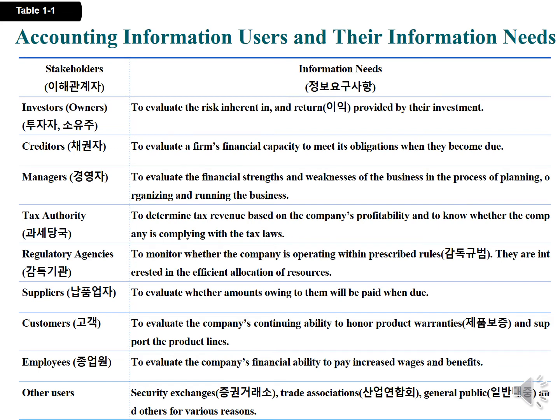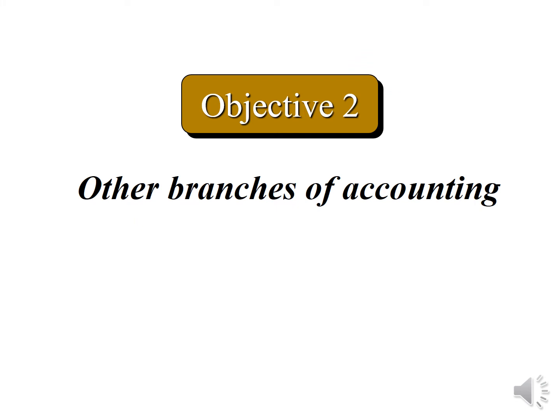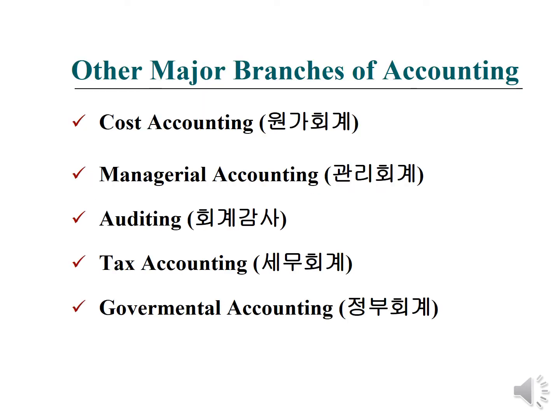I'm going to tell you the next, Objective 2. Objective 2 is the branches of accounting. There are 5 branches of accounting. First is cost accounting. Second is managerial accounting. Third is auditing. Fourth is tax accounting. Fifth is governmental accounting. 자, next, Objective 3.